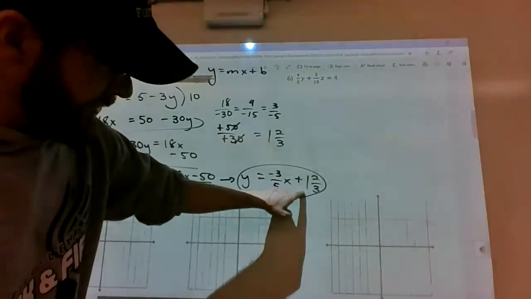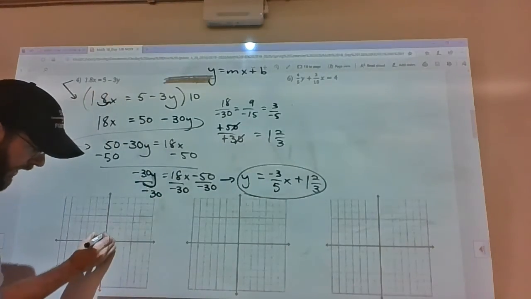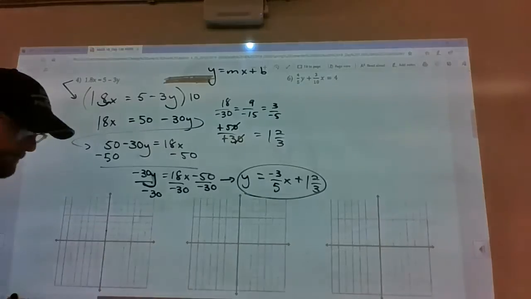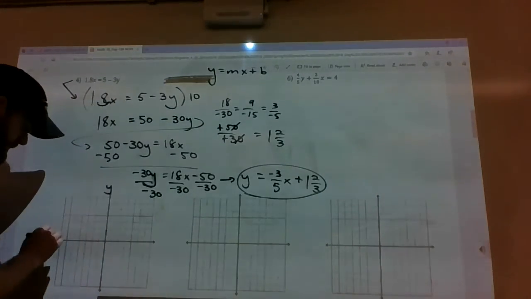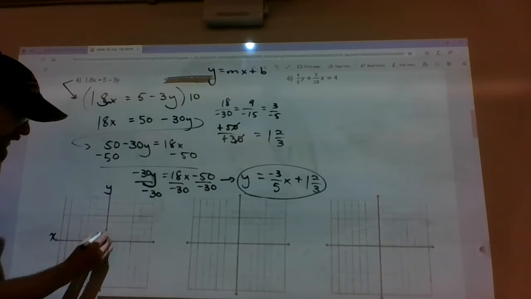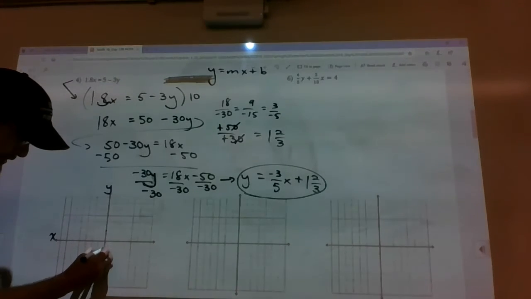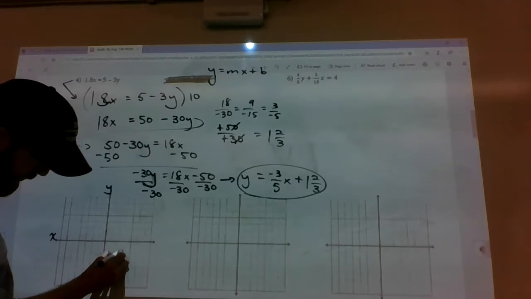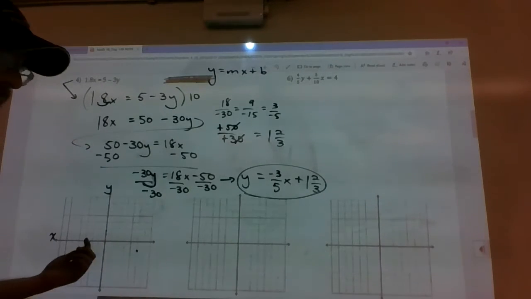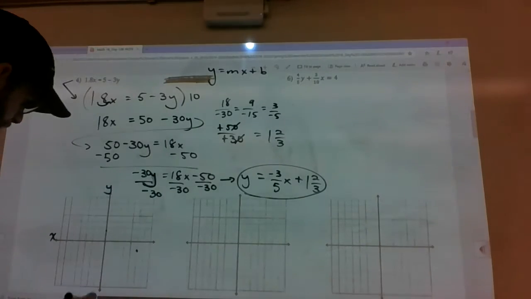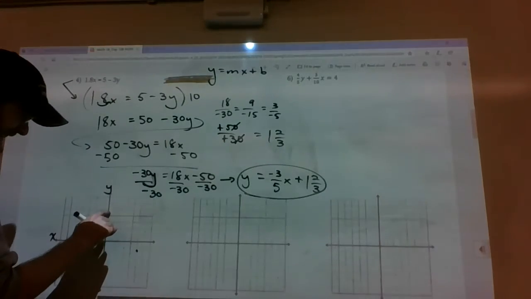So 1 2/3 is 1 plus 2/3 of a block above the origin on the y-axis. Then you're going to go down 1, 2, 3, right 1, 2, 3, 4, 5. Plot your point. And then I'm going to inversely go up 3, left 5.